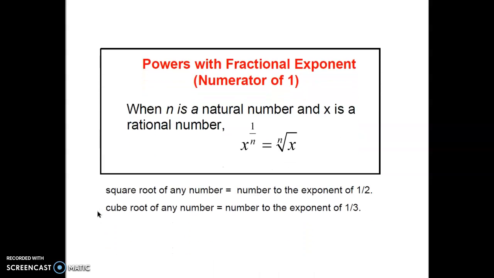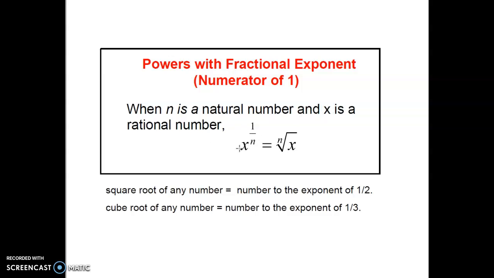So powers with fractional exponents where the numerator is 1. So that's a fraction like a half, a third, a fourth, a fifth, a sixth, a seventh, right? So 1 over 7, 1 over 8. So when n is a natural number, so see that's talking about the denominator. N is the denominator. It's a natural number, so 1 to infinity. And x is a rational number.